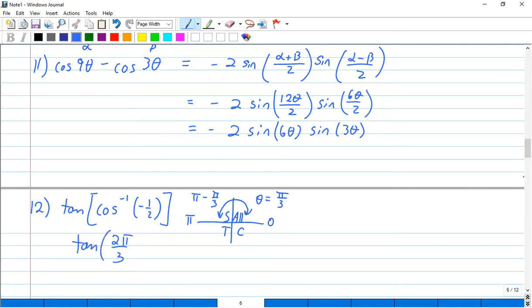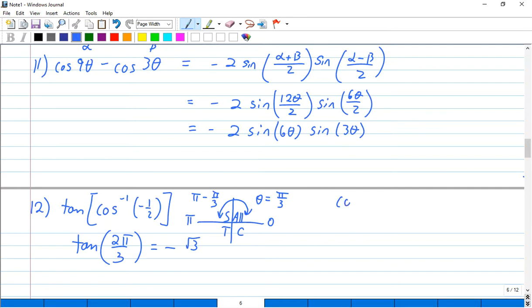So if you take the tangent of 2 pi over 3, so what is that? That's going to be negative, and then the sine of 2 pi over 3 is square root of 3 over 2. So square root of 3 over 2 divided by 1/2 is what? Negative square root of 3. Is that right? All right, so that's the way you can do it if you have a common value in here.